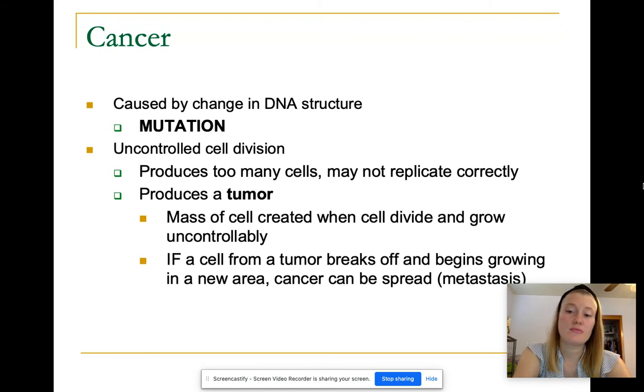If parts of those masses break off and end up in a different part of your body, then it can metastasize, which means it can spread, which is not a good thing if you have cancer. So you want to catch it early and do everything that you can to beat it.